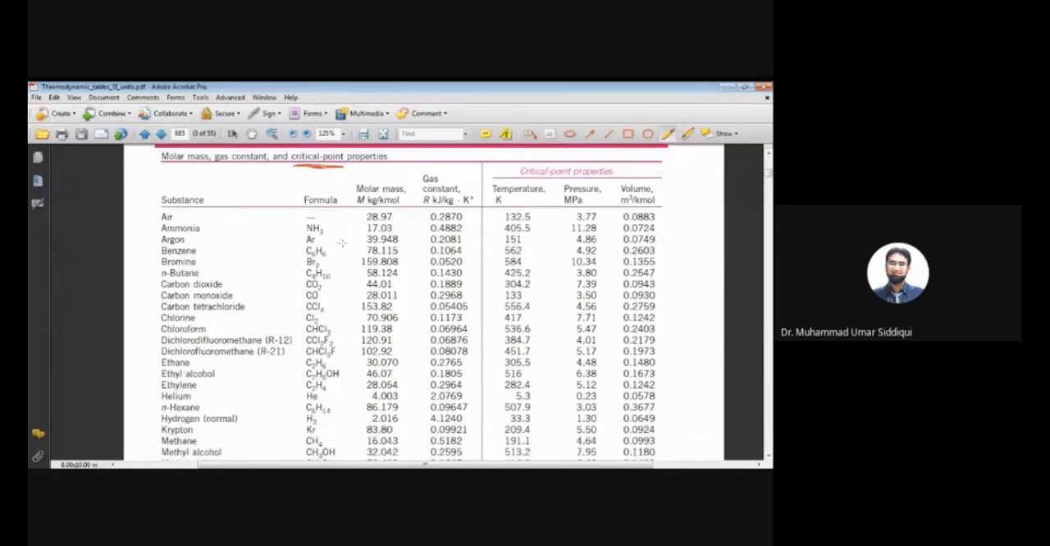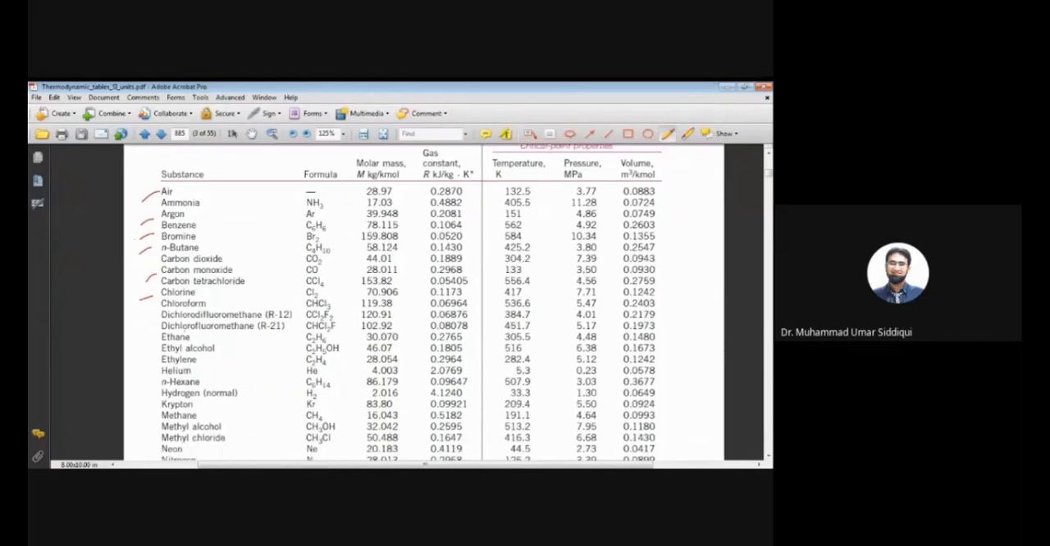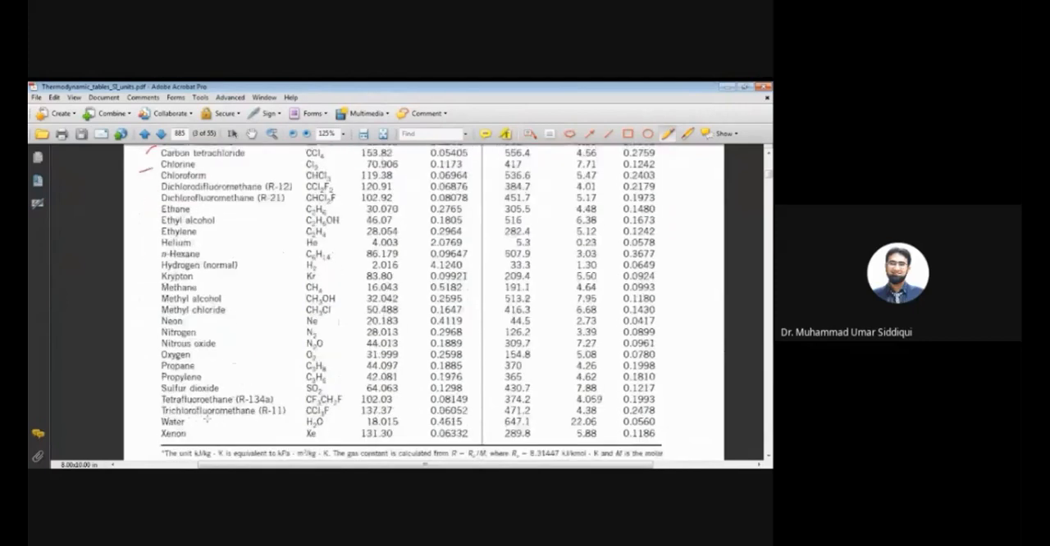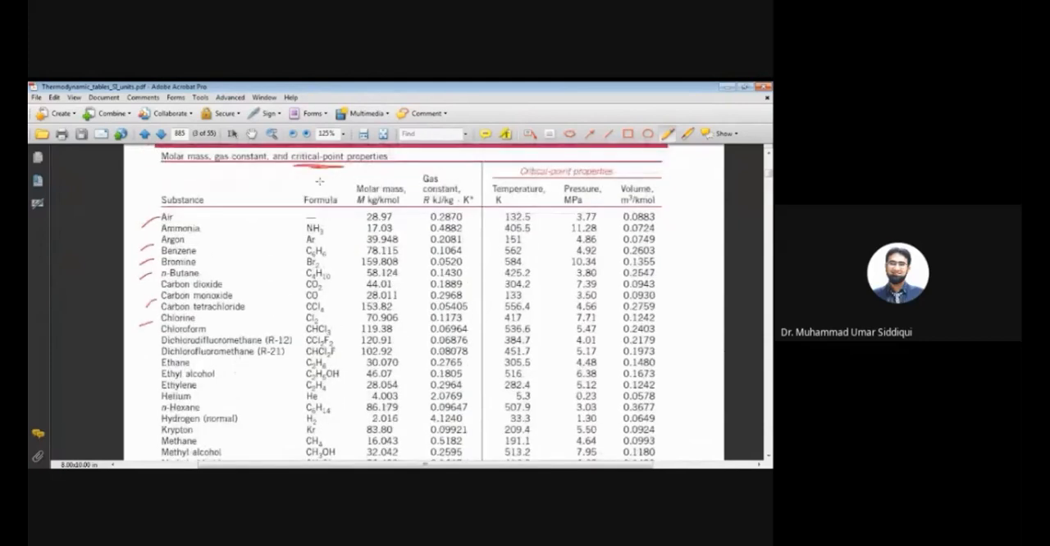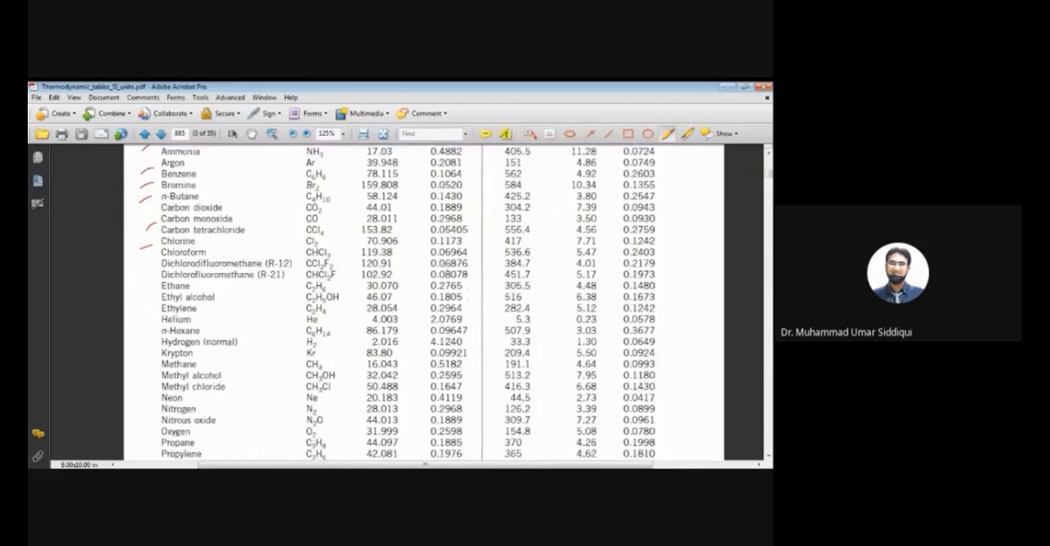So we have these for different substances. You see here air, ammonia, argon, benzene, bromine, carbon monoxide, chlorine, ethane. So many different kinds of gases. Oxygen, propane. In the end, you have water, and then we have xenon. Their formula is given. Their molar mass is given, in kilogram per kilomole. The gas constant R is given, in kilojoule per kg Kelvin. These values are given.